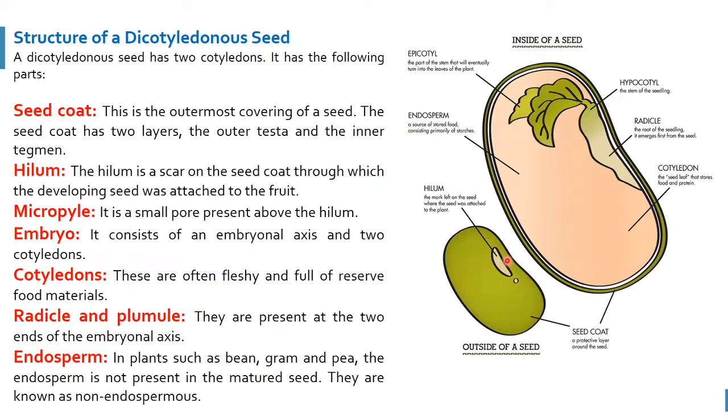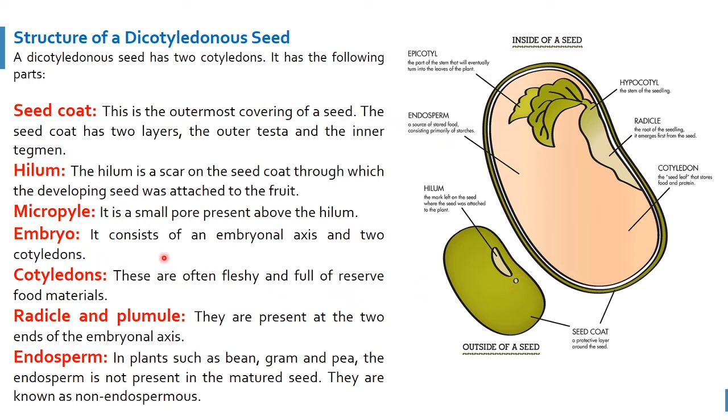Now coming to the structure of a dicot seed. A dicot seed has two cotyledons. It has the following parts. The seed coat, its outer covering. Then it has a hilum. It is a scar on the seed coat through which the developing seed was attached to the fruit. This seed comes out from a fruit, and this is the part from where it is attached to the fruit or plant. Then there is the micropyle. It is the small pore present above the hilum. So this is the micropyle.